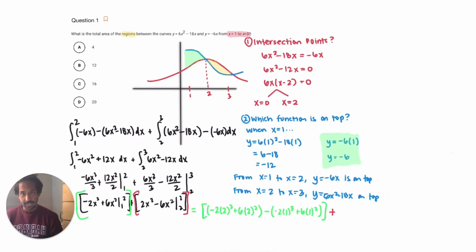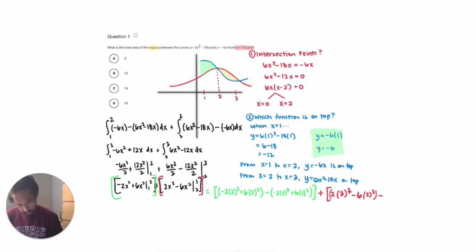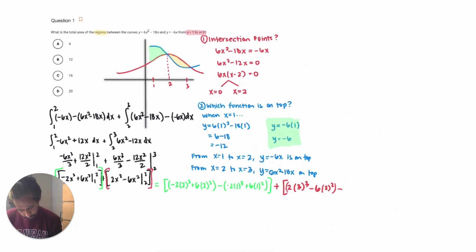I'm going to zoom this out just a little bit so we can see all this work. 2 times 3 cubed, minus 6 times 3 squared, minus 2 times 2 cubed minus 6 times 2 squared.